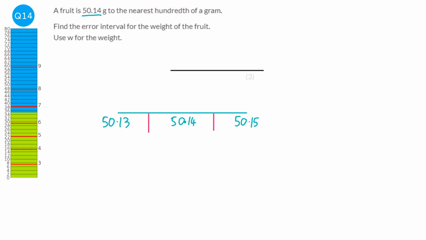And so the halfway point here is 50.135, and the halfway point here would be 50.145. So the lowest it could be is 50.135, the highest it can be is 50.145, and it asks us to use W for the weight, and we're going to show this with inequalities. Now it can be 50.135, so it's larger than or equal to 50.135, but it can't be 50.145 exactly, otherwise it would round to 50.15, so we don't put the line underneath the inequality.